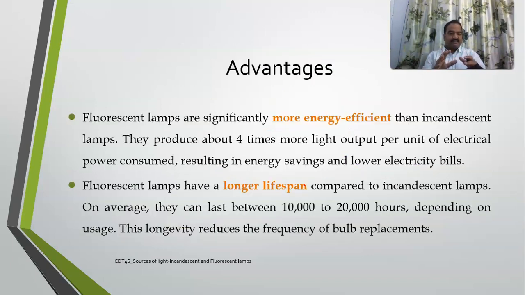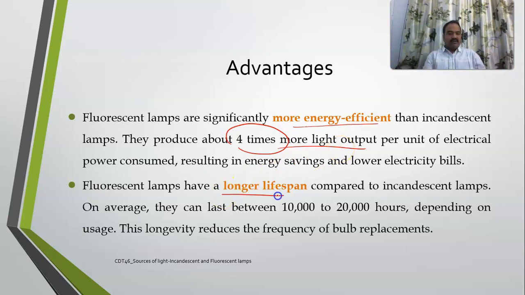The biggest advantage is that you are not wasting energy in the form of heat. Whatever energy you give it will be mostly utilized in the form of light itself. So that's why they are considered more energy efficient when compared to incandescent lamps. They are 4 times more efficient, which means that they produce 4 times more light for the same amount of electricity which they consume.